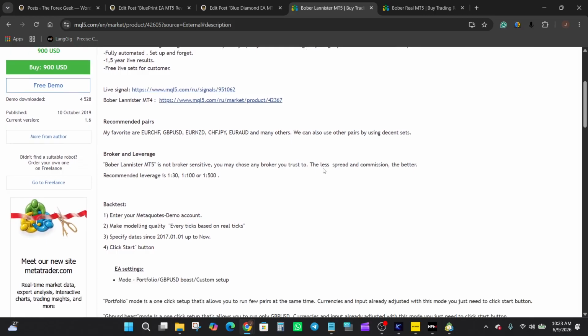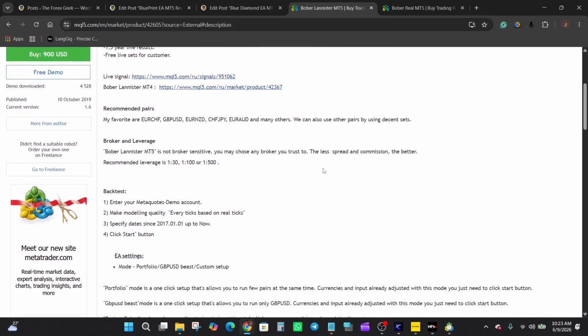As I continue scrolling through the page, we can see several recommended currency pairs. The developer highlights Euro CHF, GBP USD, Euro NZD, CHF JPY, and Euro AUD as preferred markets, while also mentioning that other pairs can be traded using appropriate settings.